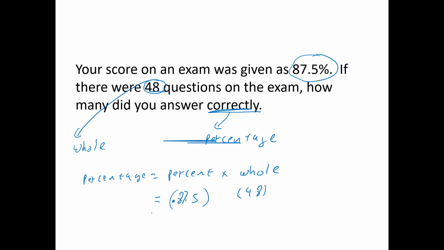And now when we do 0.875 times the 48, our answer is a lot more reasonable. We have a percentage, which in this problem represents the number of questions that we answered correctly, is 42. And that should make sense. There was 48 questions on the test. We got 87.5%, so 42 questions were answered correctly.